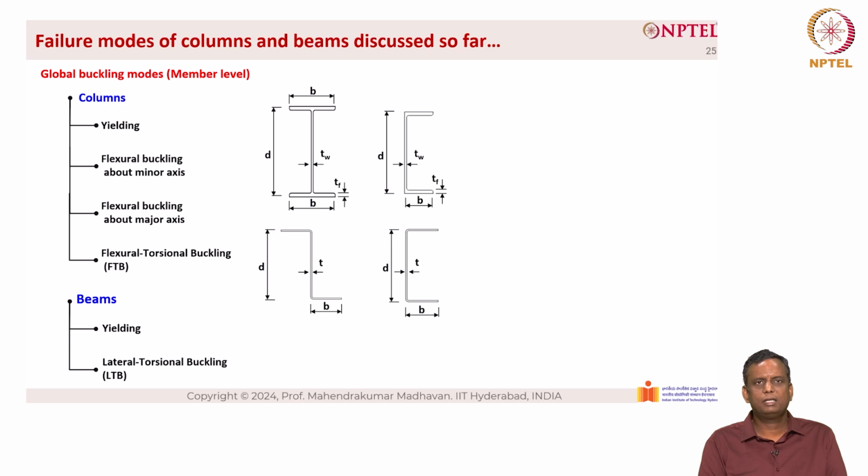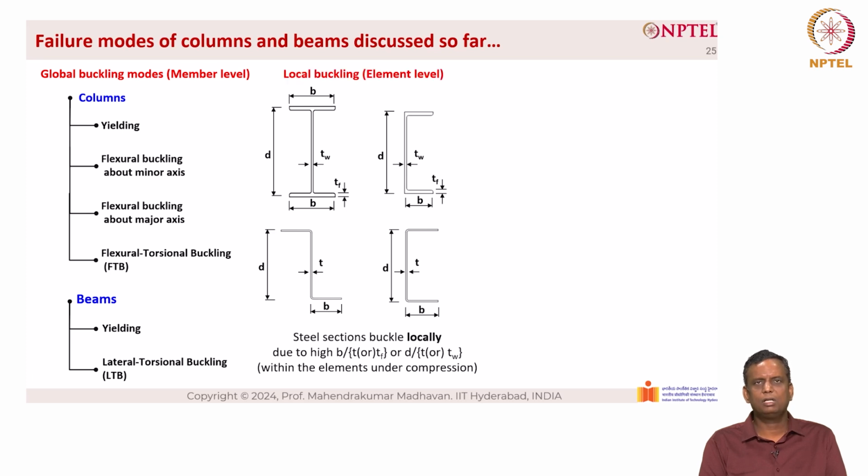As you can see from the figure here, the cross sections are made of elements. You can see the top flange, which is an element. We can see the web is also an element, and the bottom flange is also an element. The steel sections can buckle locally due to high slenderness ratios. The slenderness here is defined as the width of the plate divided by the thickness of the plate. So it can be the width of the flange, b, divided by the thickness of the flange, t_f, or it can be the depth of the web divided by the thickness of the web, which is d by t_w. This happens within the elements under compression, and hence it is called local buckling, which happens at the element level.